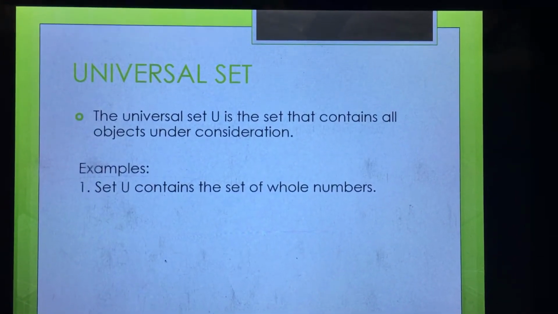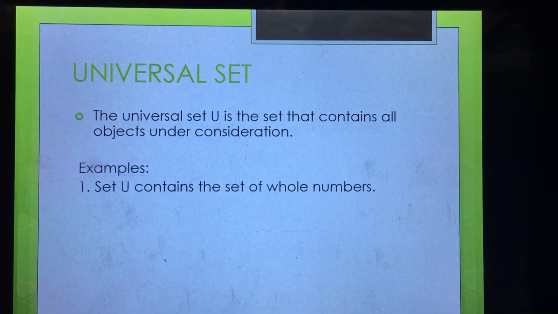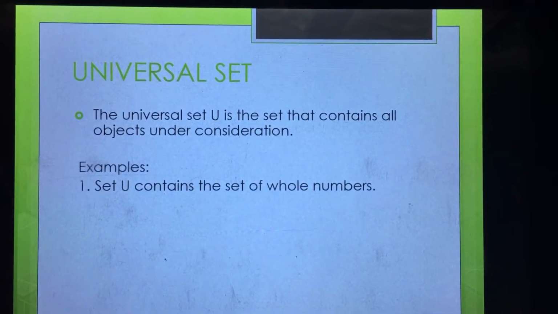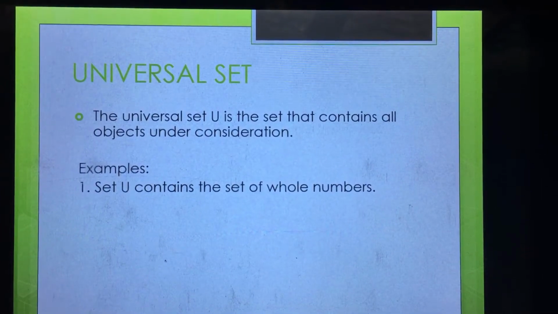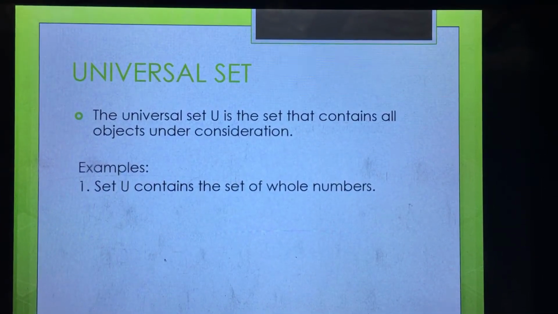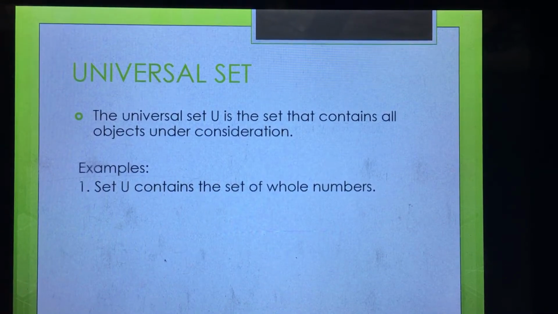So let's continue our lesson. So we are now in the universal set. The universal set, U, is the set that contains all objects under consideration. The symbol for the universal set is capital U na wala pong buntot. Sometimes the universal set is also called universe. So what is universal set?